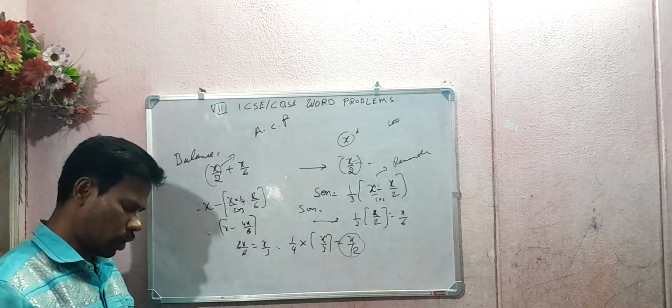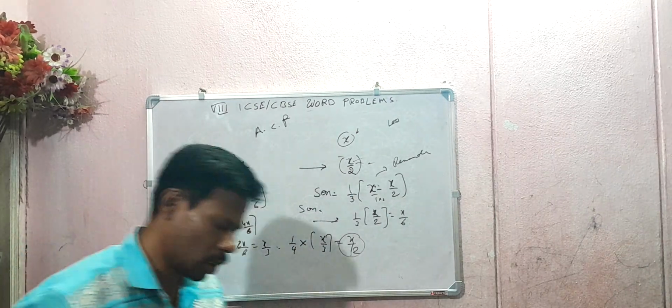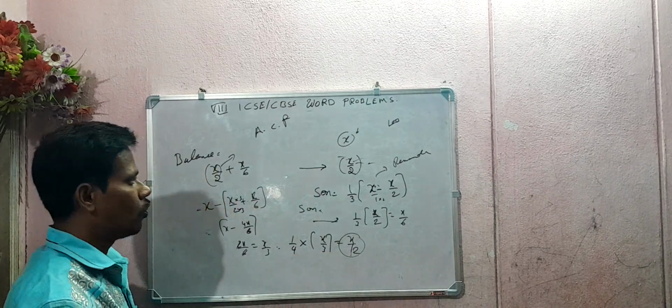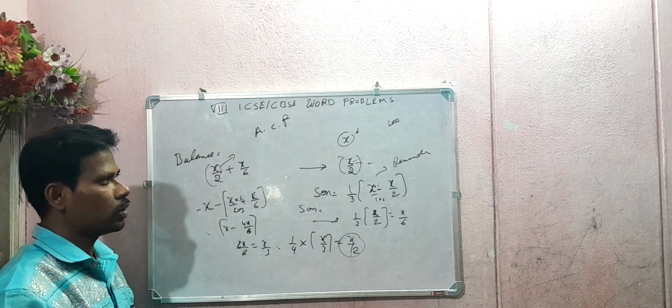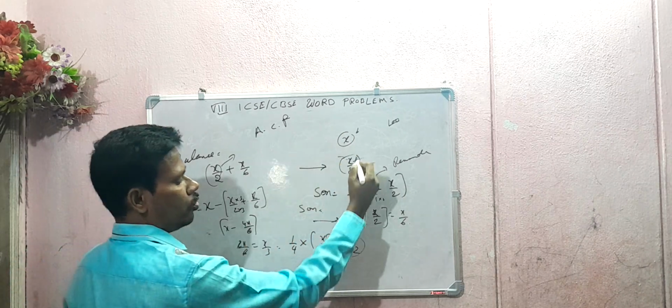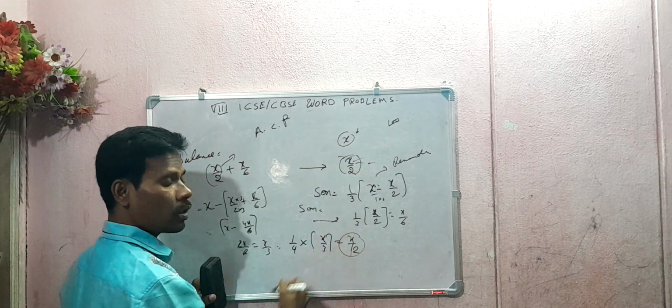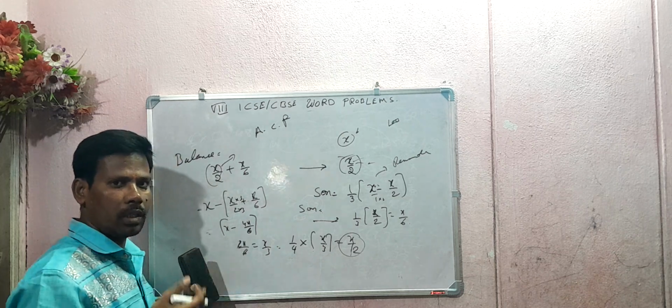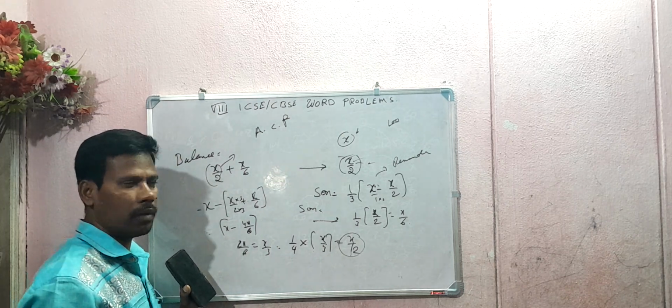So my question is, what is it asking? What fraction of the land is now left with him? What fraction of the land is left with him? So again, this is x by 2, son, wife and daughter. So what is left with him, we calculate first.